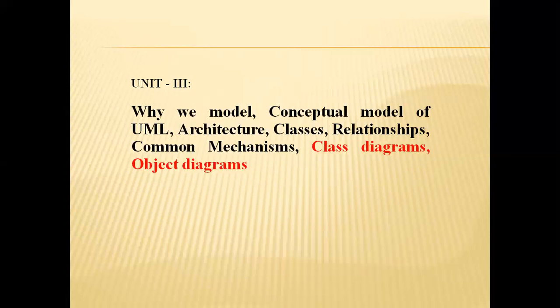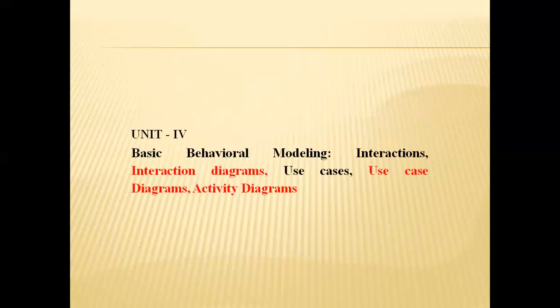Next, in the fourth unit, you will learn about behavior modeling, that is, the behavior model of any system. It covers the interactions between the classes, and interaction diagrams. There are two types of interaction diagrams: sequence diagrams and collaboration diagrams. Next are use cases, the use case diagram, and the activity diagram.